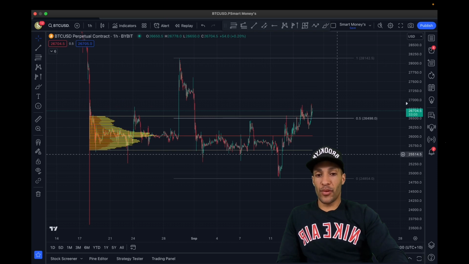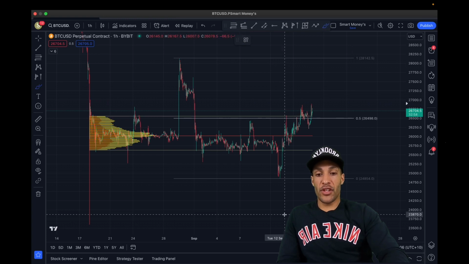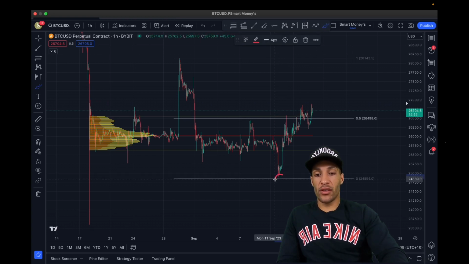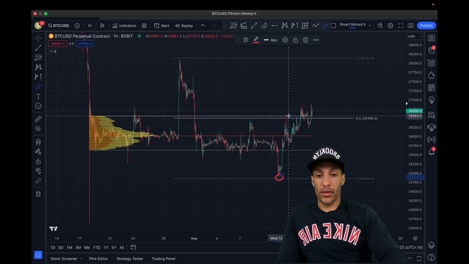Another good example of using the volume profile tool to take profits, looking at the value area high up here, just imagining if you were to get in at these lows over here, as price comes up, you can see it has bounced off of the value area high, which coincides with the 0.5 on the Fibonacci tool. So this would have been a great place to take profits.